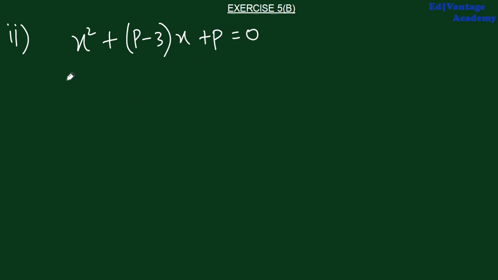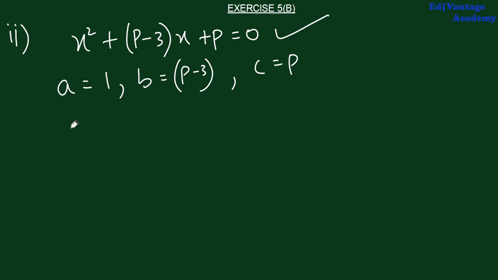One more question, second part we'll do based on the same concept. Here the question is x square plus (p minus 3)x plus p is equal to 0. So you can see a is equal to 1, b is p minus 3, and c is given p. They have already told in the question that this equation has equal roots.